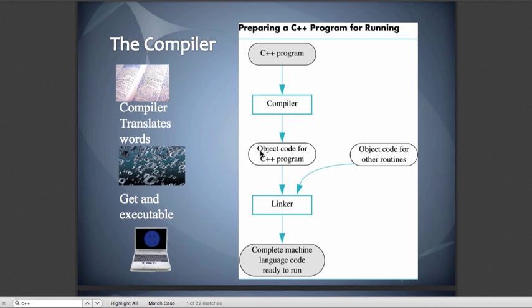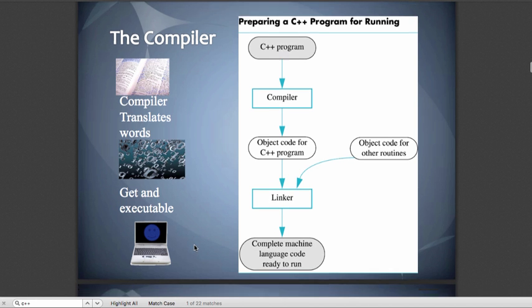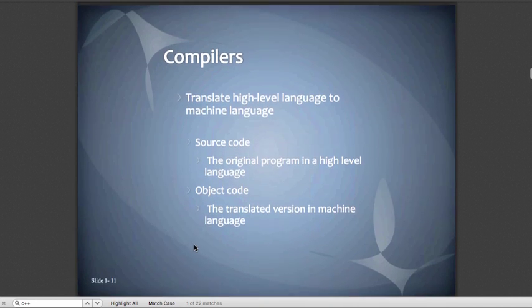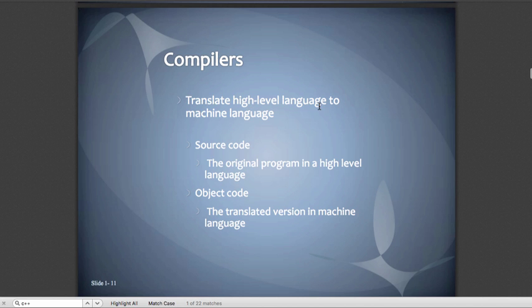It then makes or creates object code. It then takes other object code from libraries that we have imported. It mushes all of that object code together, and it produces ones and zeros, or machine language code that is ready to run and execute on our computer. Compilers translate high-level language to machine language. Remember, source code is the code that we write, and object code is the translated code that the computer can understand.